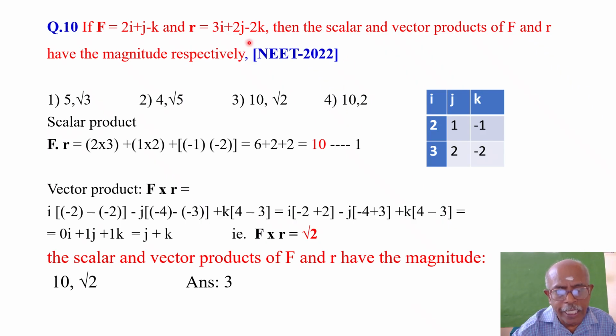So this question has been asked in the NEET examinations in the year 2022. How to solve the problem, sir? It's very simple. You are given two vectors and you are going to find the scalar product, also called the dot product, and also the vector product. Particularly the magnitude of the vector product, not the direction.